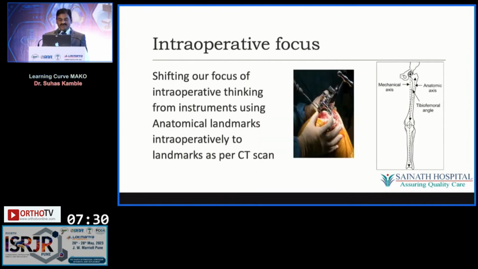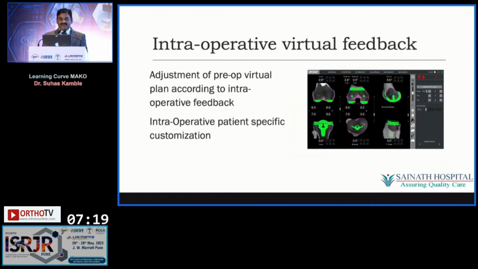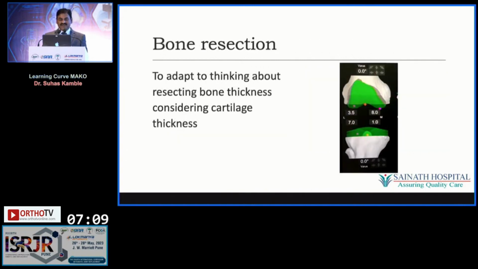We have to shift our focus of intraoperative thinking from instruments using anatomical landmarks intraoperatively to landmarks as per the CT scan and the intraoperative system. We need to adjust our pre-operative virtual plan according to the intraoperative feedback. Intraoperative, patient-specific customization has to be done.